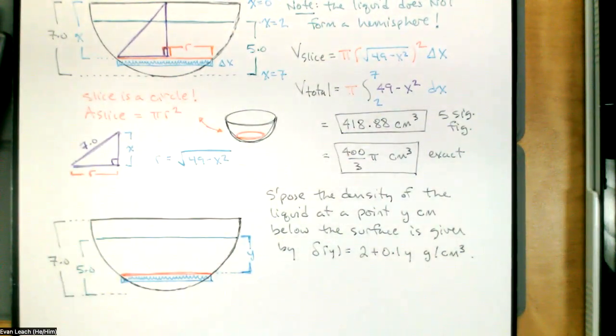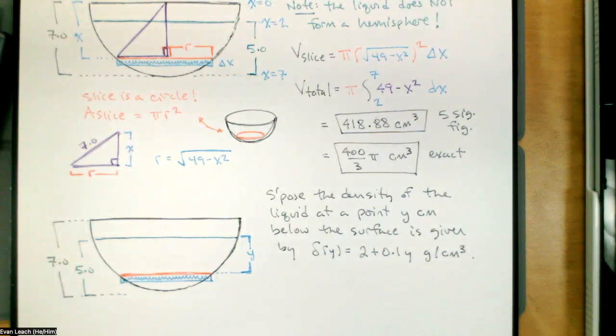Let's suppose that the density of the liquid at a point y centimeters below the surface of the liquid is given by this function. I think it's 2 plus 1/10 of y grams per cubic centimeter. So at the surface, the density is 2, but then the density increases as we go deeper to 2.5 at the bottom.